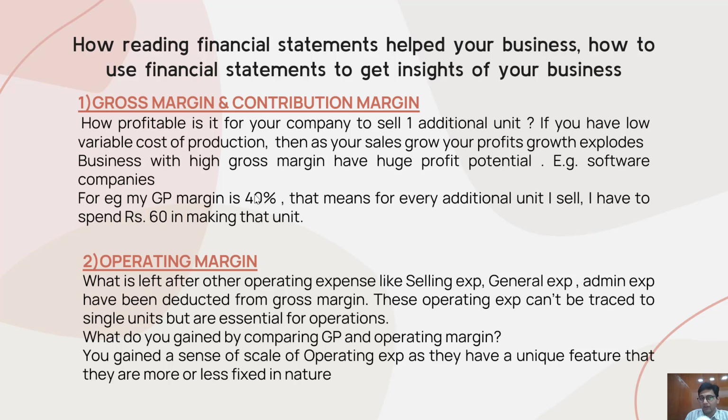Like I said in the first point, in the gross margin point, if your business is scalable, that means there's not a huge difference between GP and operating margin. The more your business scales, the higher your profits will be. Why? Because operating expenses have a unique feature that they are more or less fixed in nature. Like we discussed in income statement, even if your sales increase by 10 times, that doesn't always mean that the salary of your employees will increase by 10 times, right?